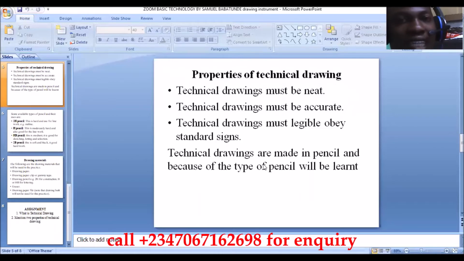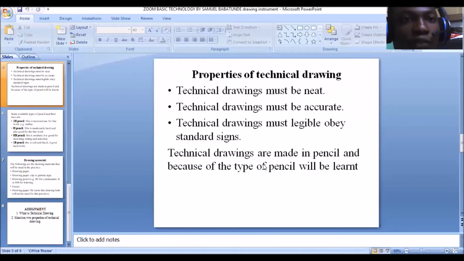That is why the word technical is there, because you don't just draw freely with your hands, or practice freehand sketching. No, you don't practice freehand sketching. The word technical there refers to the use of instruments. And that is where today's lesson comes into play: the use of the drawing instruments and drawing materials, because your drawing must be accurate. One of the properties of technical drawing is that it must be accurate, and for you to achieve this accuracy, these drawing instruments and equipment must be used.